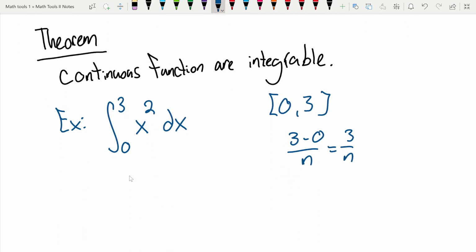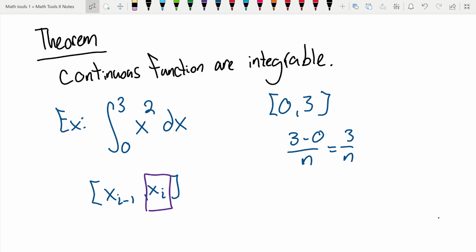On 0, 3, we know this to be an increasing function. So if we use the right endpoint ones, it's like an upper sum, right? So if we consider the subinterval xi minus 1 to xi, we want to use xi because we're going to do the right endpoint. You could do the left one too. It doesn't really matter. We're just picking one, essentially.